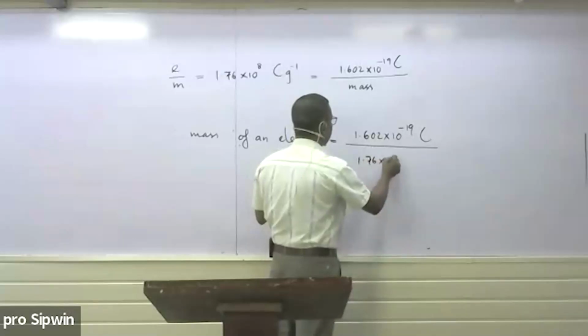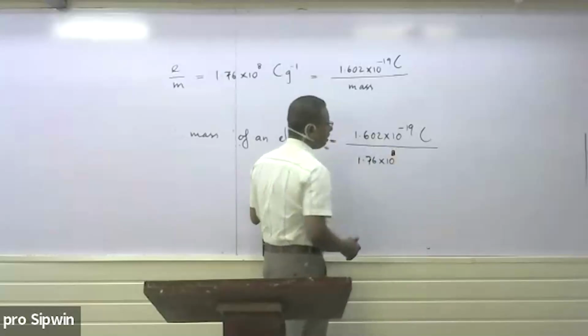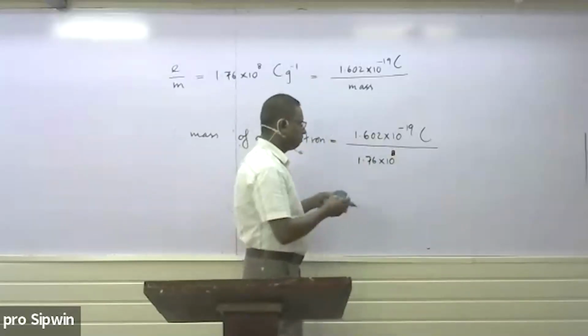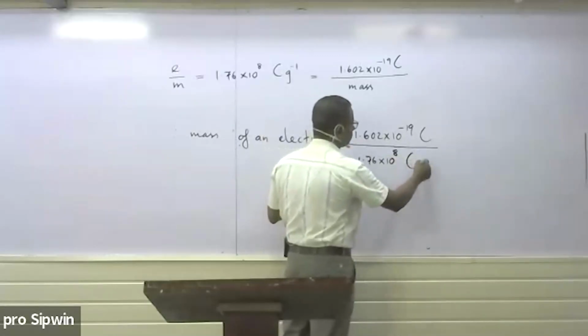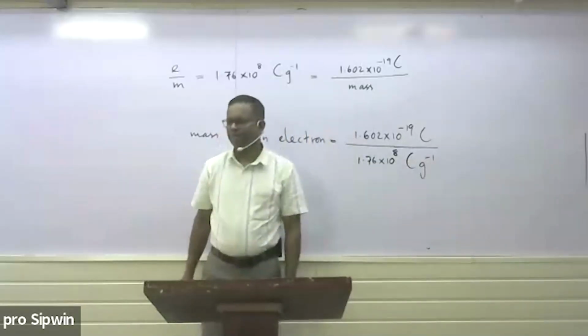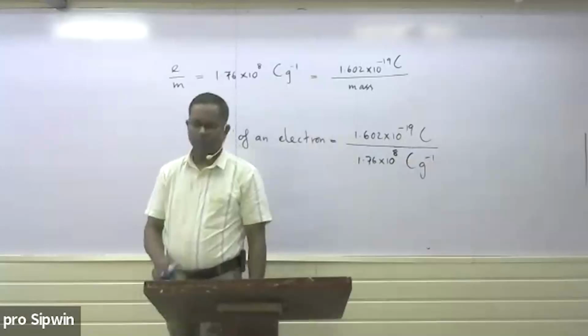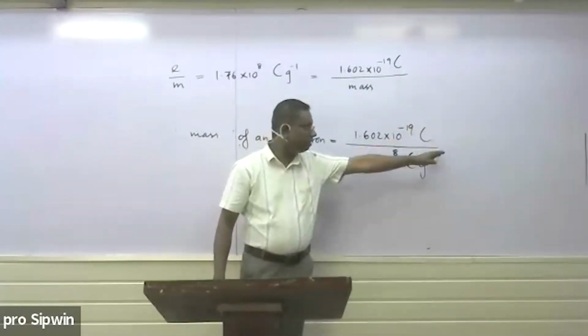1.76 × 10 to the power 8 coulombs per gram. Coulomb cancels there, and we get the answer in grams. Per gram comes here, and with that it becomes gram.